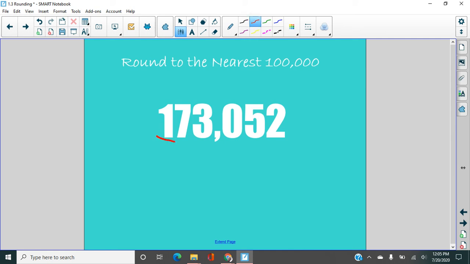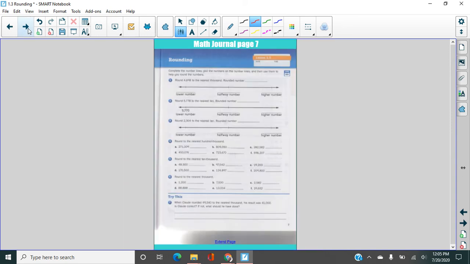So we're underlining the 1. We're going to draw an arrow to the 7. We look at that 7. Is that 7 5 or above? Sure is. 7's more than 5. It's going to shove that 1 up. The 1 could either go up or stay the same. And then all the digits after this become zeros. All right, so this is rounding. This is our procedures to be able to round.